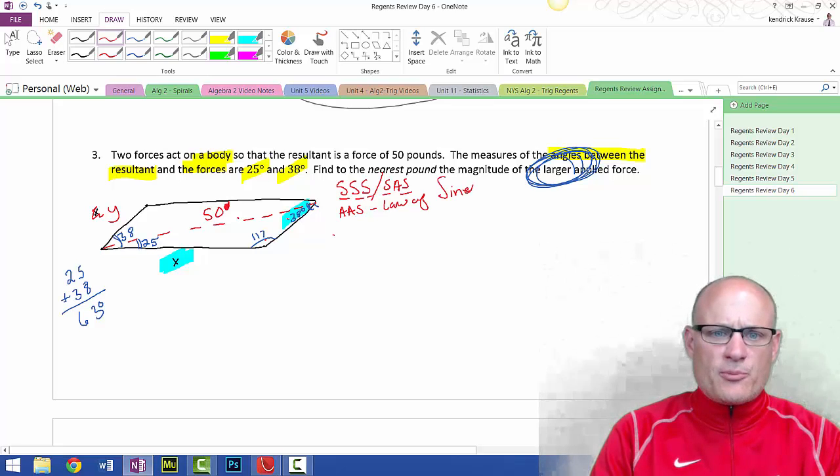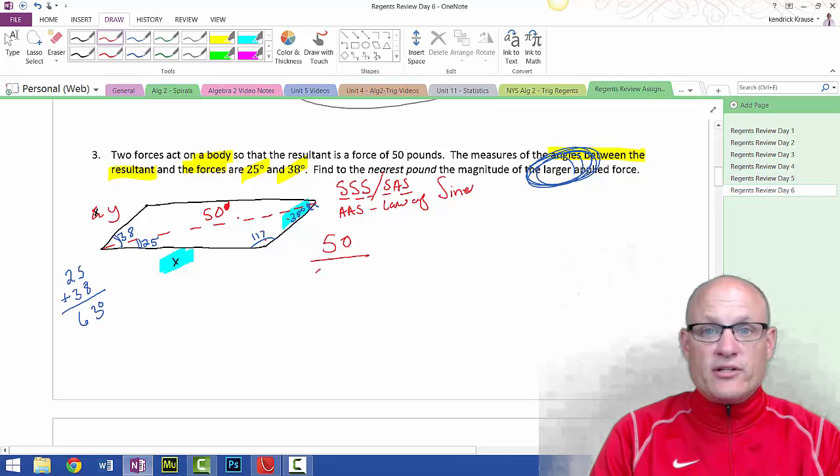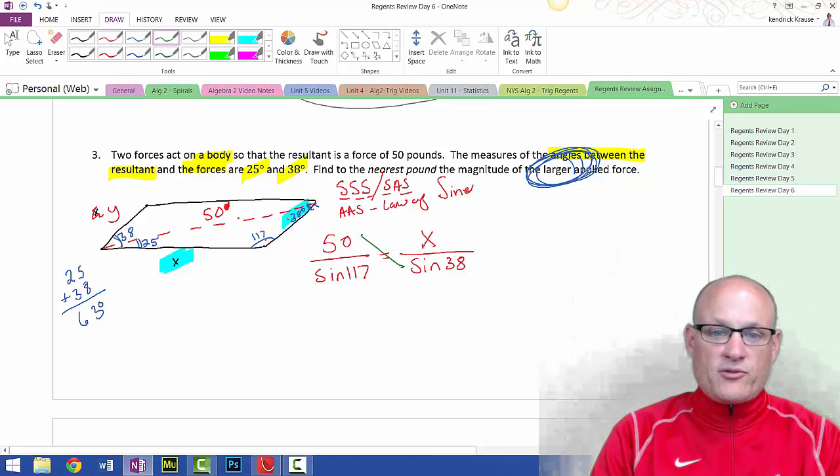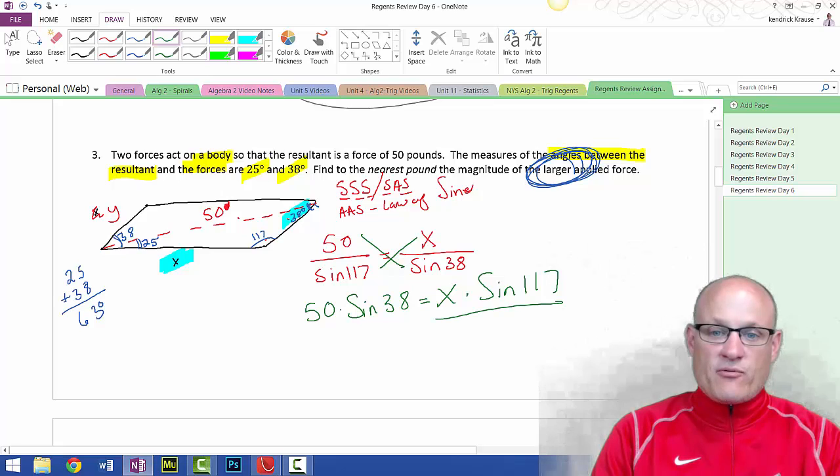So what we're going to do is put the 50 over the sine of 117, and set that equal to the x that we want over the sine of 38. Now we're going to do what every kid loves to do, and that's cross multiply. I get 50 times the sine of 38 is equal to x times the sine of 117. To get x by itself, we divide by sine of 117.